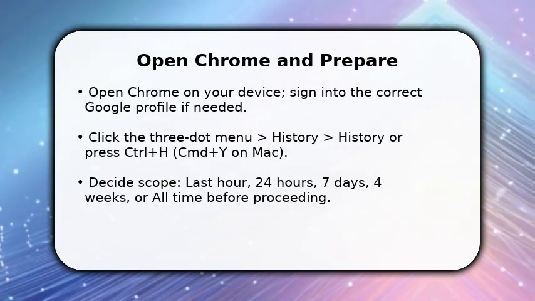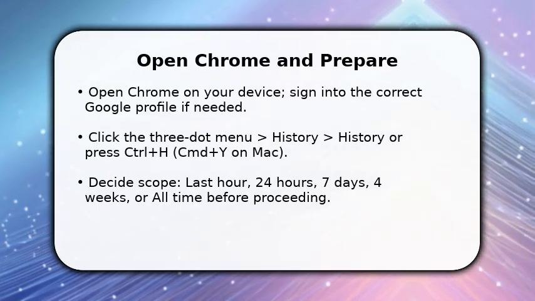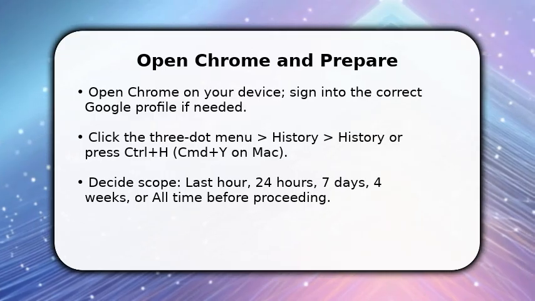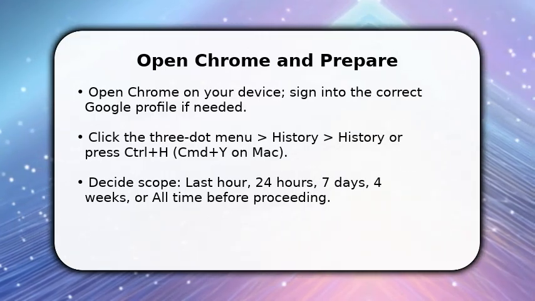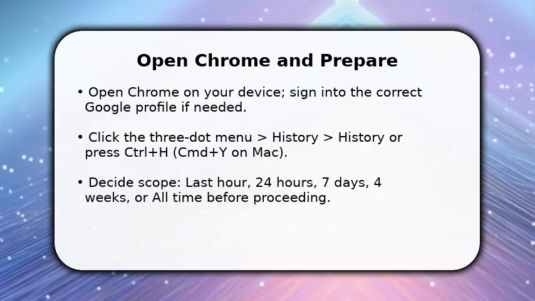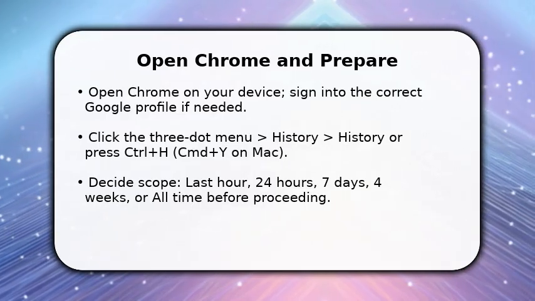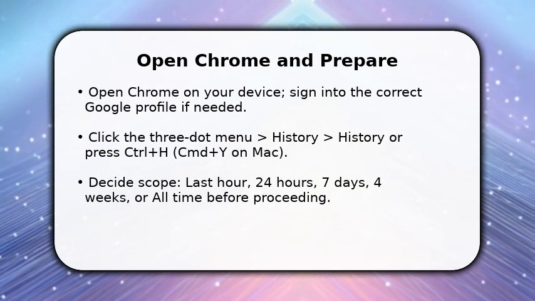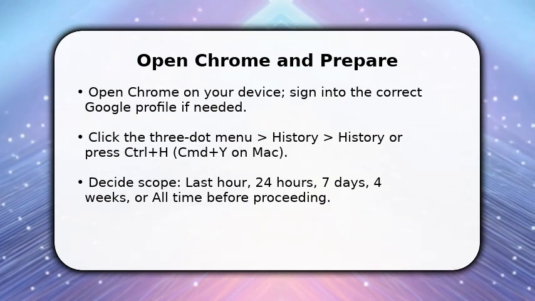Once done, focus on the time range, last hour through all time. Make sure to pick the right range because this controls what gets deleted across searches and visited pages. I explain why next. The range determines whether related cached items and synced history remain.